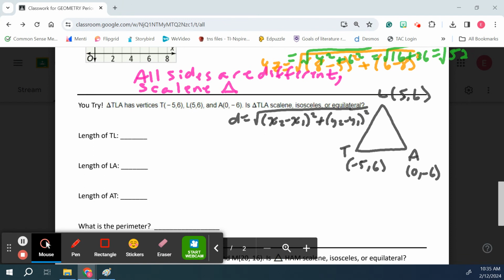All right. Volunteers, or do I have to go to the Delta Math? Who's got TL? I just want to see that you guys understand the distance formula, okay? Doesn't matter if you got it right or wrong. I just want to talk about it. Okay? Any volunteers for TL? Anybody for TL?